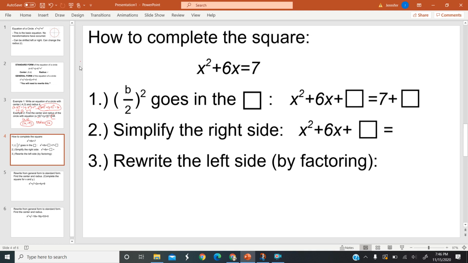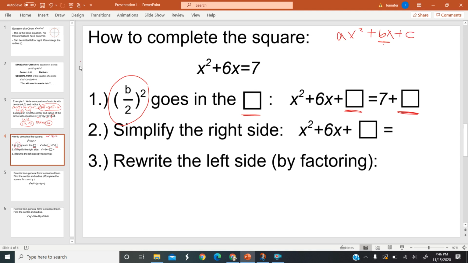So if you have an equation like x squared plus 6x equals 7, and you want to complete the square on that equation, then the first thing you're going to do is add a blank to both sides. You add a blank to the left-hand side and you add a blank to the right-hand side. And then to figure out what number goes in the blank, you do (b divided by 2) squared. Remember, in a typical equation, you're going to have ax squared plus bx plus c.